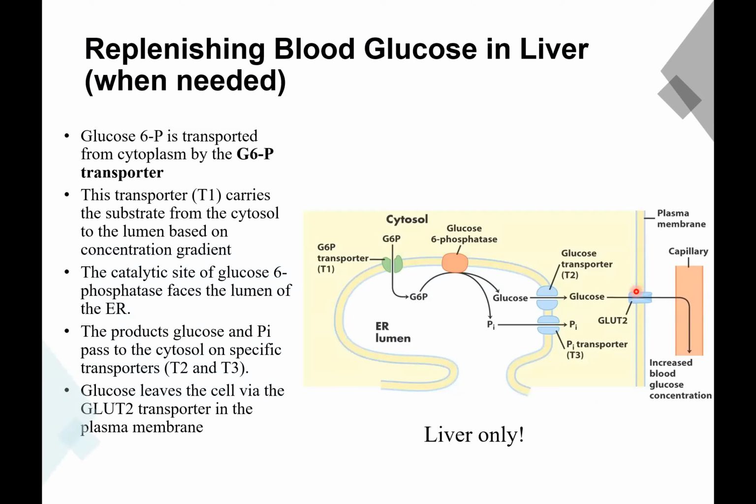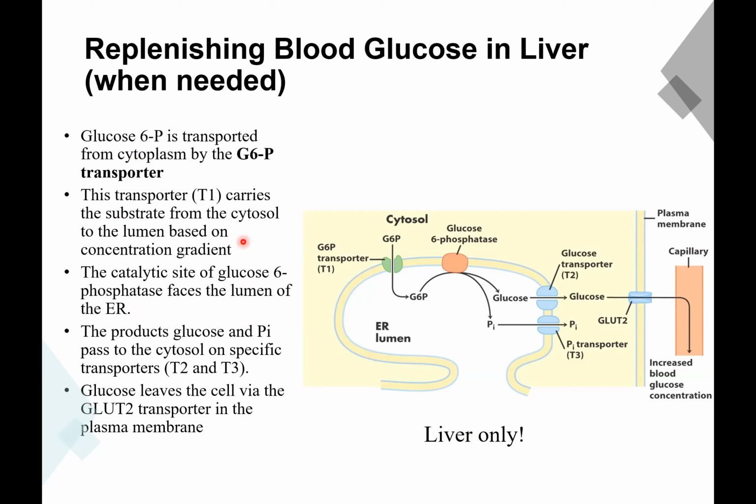Okay, so I've mentioned several times here that glucose 6-phosphate can go into the liver, but we've said before that glucose 6-phosphate does not readily move across cell membranes, right? So we need a specific transporter to get it into the liver cells. And there is something called the G6P transporter. This is going down in the liver only. Other cells don't have this G6P transporter, right?